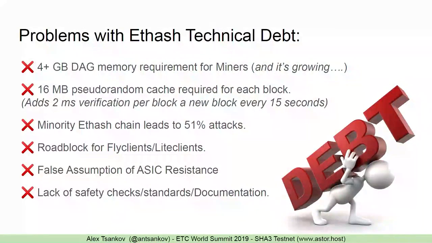And really looking into the whole question of ASIC resistance kind of led me to a variety of other issues with Ethash that I think prevent Ethereum Classic from truly becoming a Bitcoin level proof-of-work network. So specifically the 4 gigabyte DAG that is required by miners, and this is an exponential memory construct that is growing. There's no constraints in the system. It'll just keep growing indefinitely. The fact that there has to be a 16 megabyte pseudo-random cache required for every block.